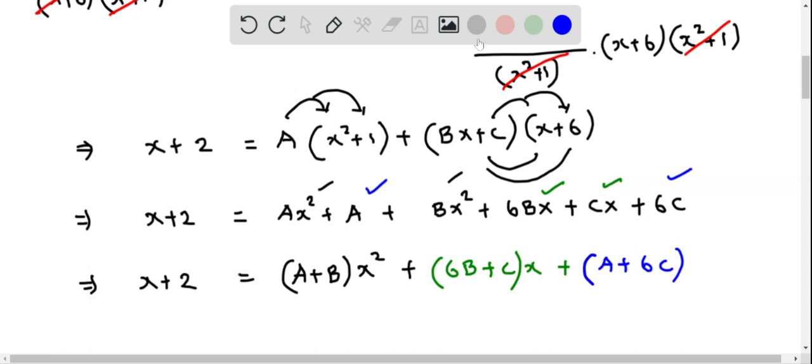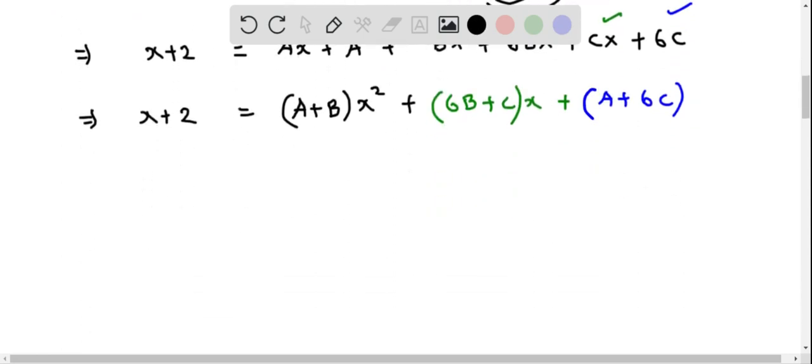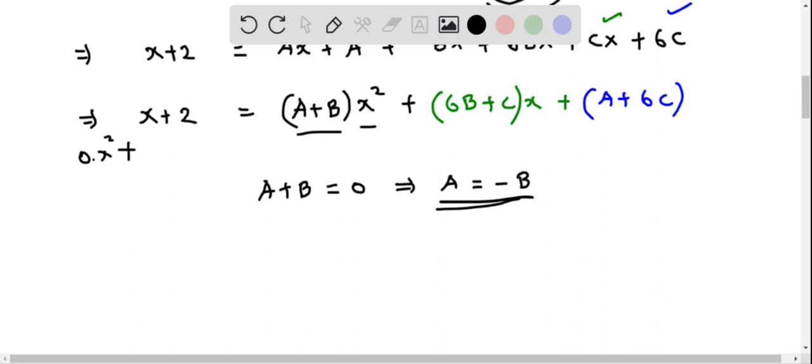We now equate the coefficients of x squared, x, and the constant term from both sides. The coefficient of x squared on the right side is A plus B, and on the left side we don't have an x squared term, so we can say this is equivalent to 0x squared plus x plus 2. This means A plus B equals 0. And if we subtract B from both sides, we get A equals negative B. Now let's equate the coefficient of the x term.